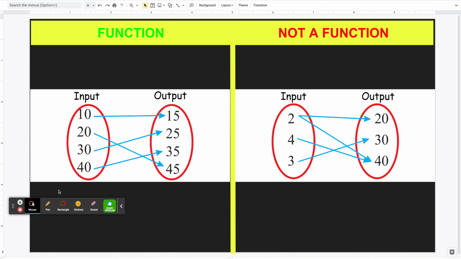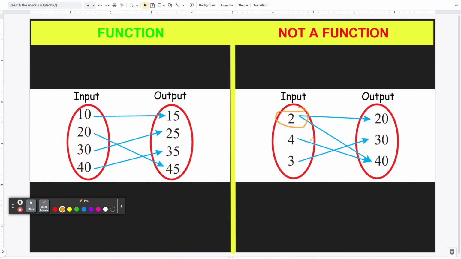mapping diagram. 10's dating one person, that's cute. 20's dating one person, that's cute. For every x, there's one y. Okay. Over here, x is dating 40. Okay, oh man. Right here, the 2 is not faithful. This is not a functioning relationship, y'all.